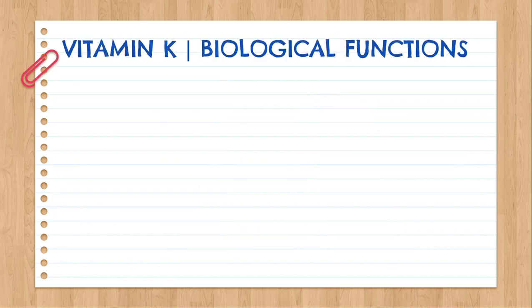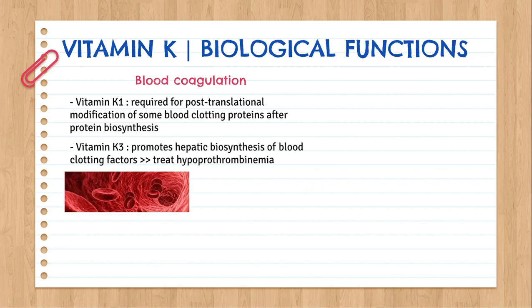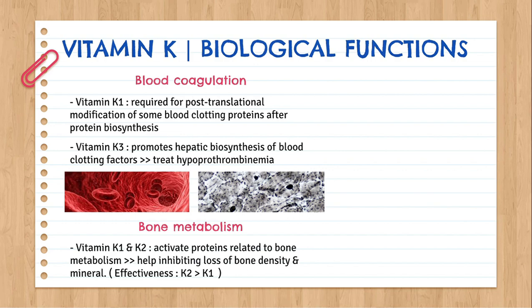Next, the biological functions. Vitamin K1 is required for the post-translational modification of some blood-clotting proteins after they have been synthesized. Vitamin K3 also promotes the hepatic biosynthesis of blood-clotting factors. Thus, it can be used as a nutritional supplement to treat hypoprothrombinemia, which is impaired blood clotting caused by deficiency in immunoreactive prothrombin, which is produced in the liver. Both vitamin K1 and K2 are required to activate proteins related to bone metabolism, thus helping to inhibit loss of bone density and bone mineral. However, vitamin K2 is more effective than vitamin K1 in this activity.